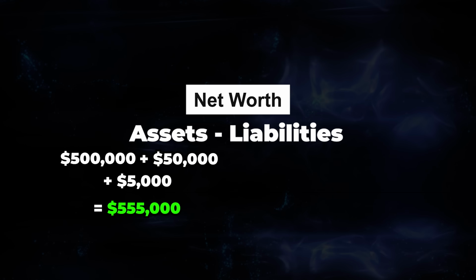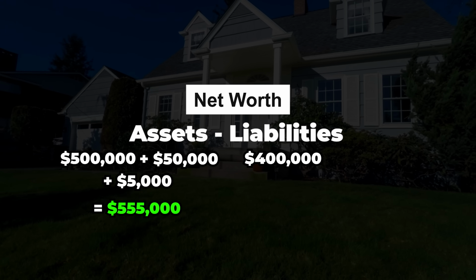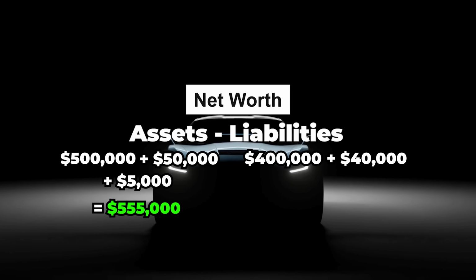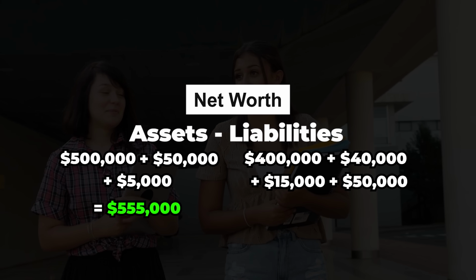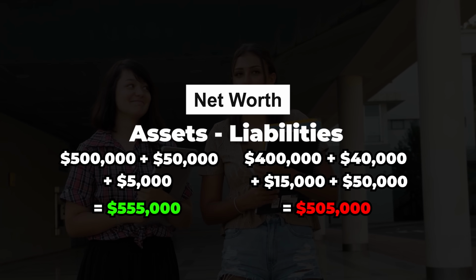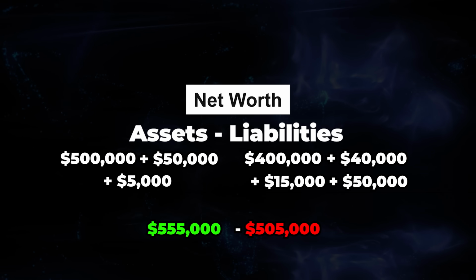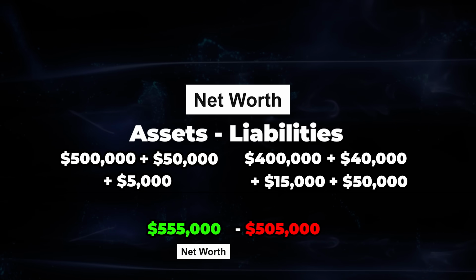Now on your liabilities, you could have a $400,000 mortgage on your $500,000 house, $40,000 in car loans, which is also a lot of loans, $15,000 of credit card debt, and $50,000 of student loans. And that works out to be $505,000. So assets minus liabilities, $555,000 minus $505,000. That means your net worth is $50,000.